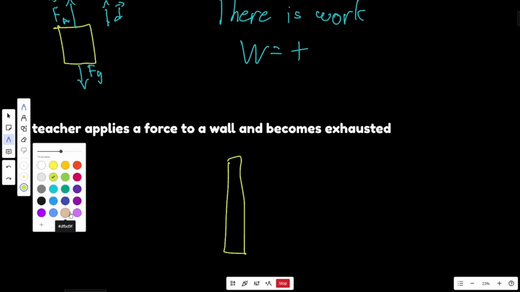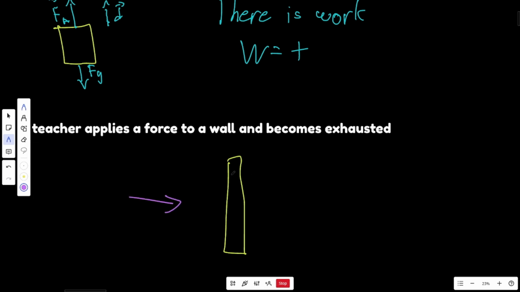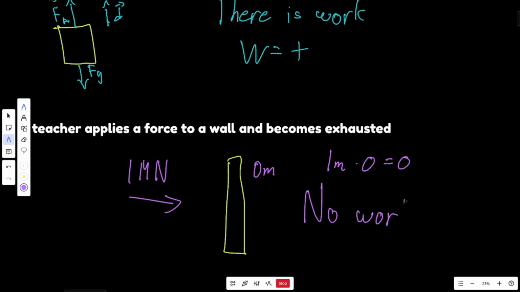Let's use purple again. So this is our teacher's force. Let's say she applies a 1 million Newton force and still doesn't get to move the wall. She becomes exhausted. There is no work done because the wall doesn't move at all. The wall doesn't move, but there's a force. And if we want to express it mathematically, 1 million times 0 is still 0. So there is no work done.